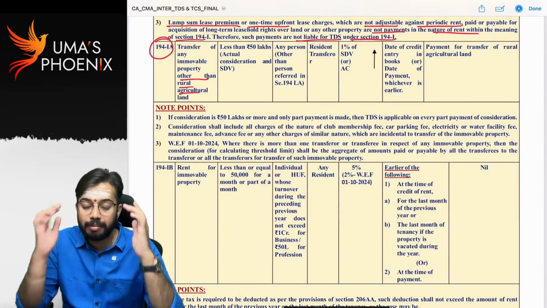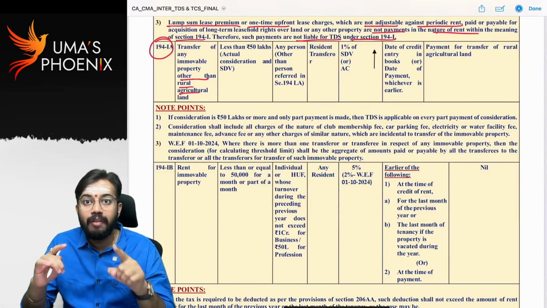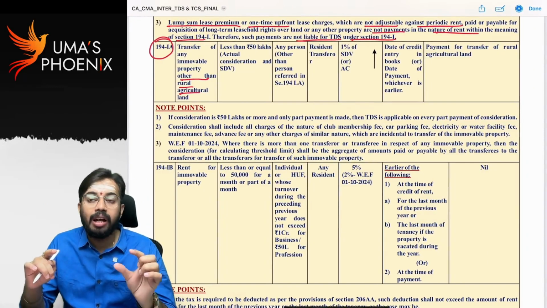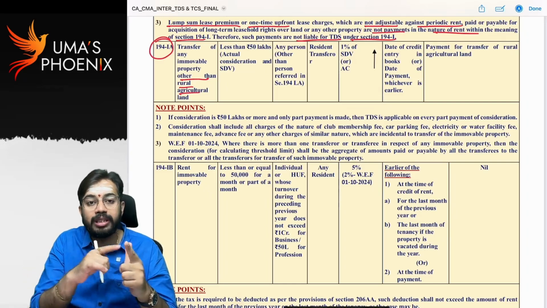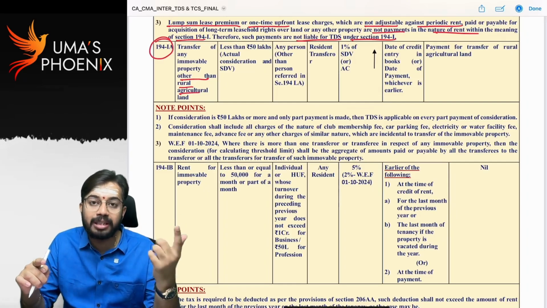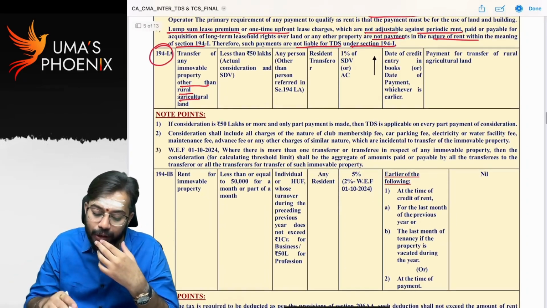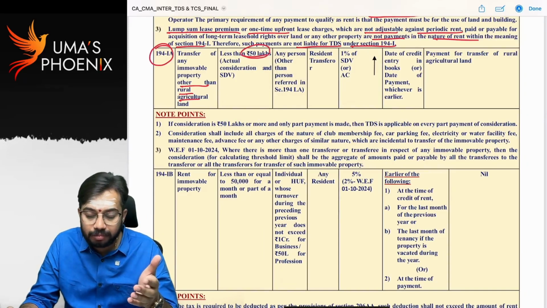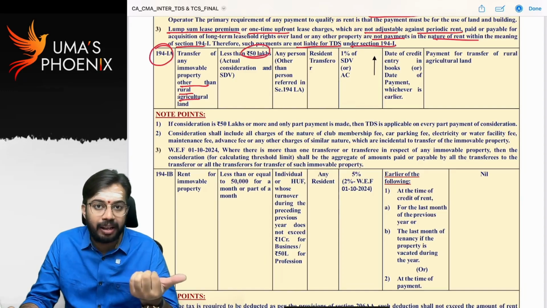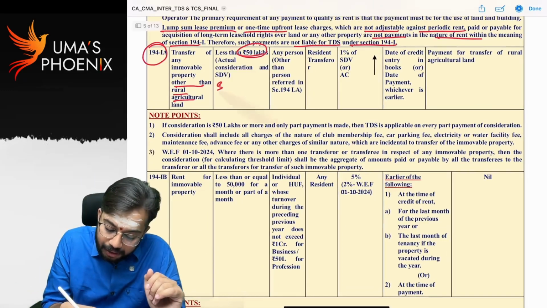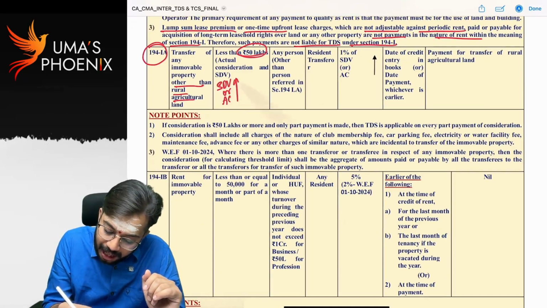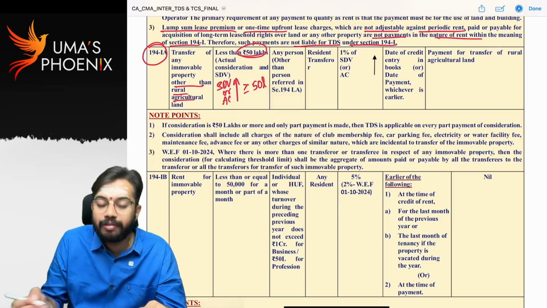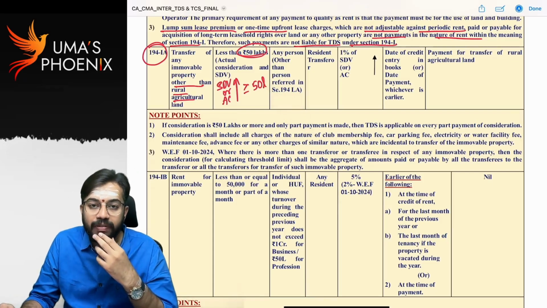So whenever, please remember, in practice also this will be useful. Whenever immovable property is transferred, out of stamp duty value or actual consideration, whichever is higher you need to take. If that higher amount is greater than 50 lakhs, what is threshold limit? If that higher amount is less than 50 lakhs, no TDS is required to be deducted. If that higher amount is greater than or equal to 50 lakhs, then TDS is required to be deducted under section 194IA.